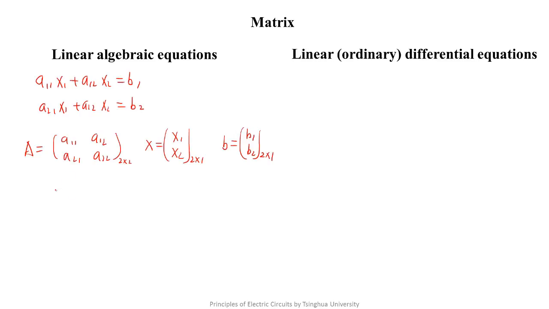With these definitions, the linear algebraic equation set with two variables can be written as a form of A times X equals B. What's the reason? It's because of the discipline of the matrix multiplication. Let's write them down. The result of a 2 by 2 matrix times a 2 by 1 matrix can only be a 2 by 1 matrix. That is, a matrix with 2 rows and 1 column.